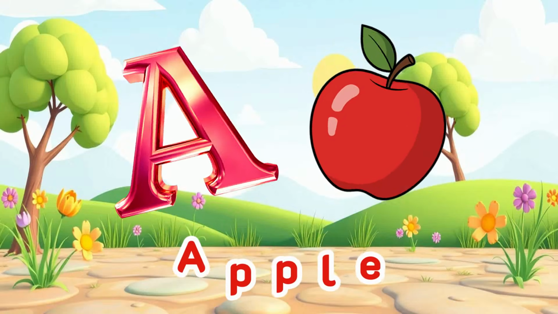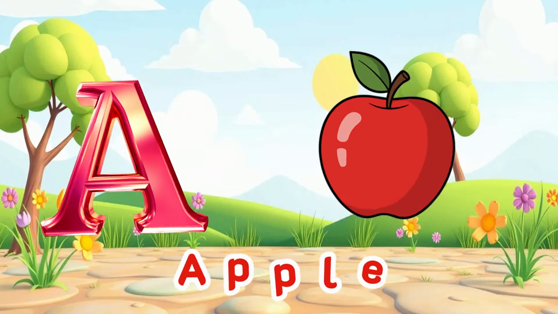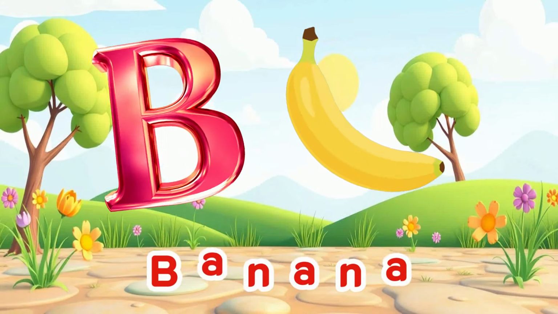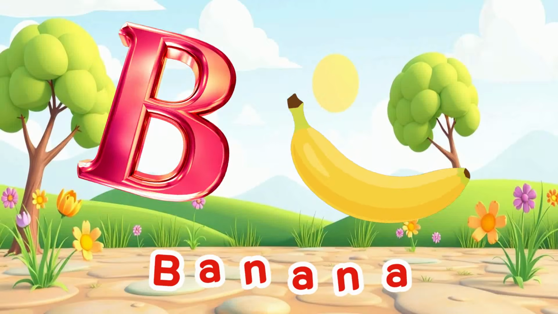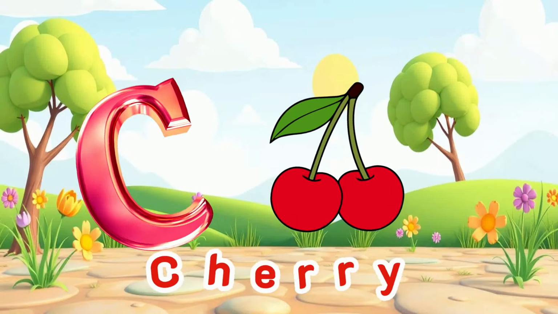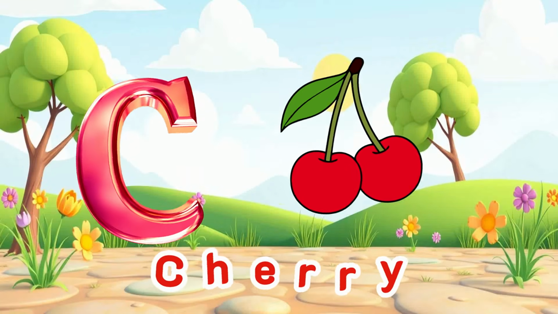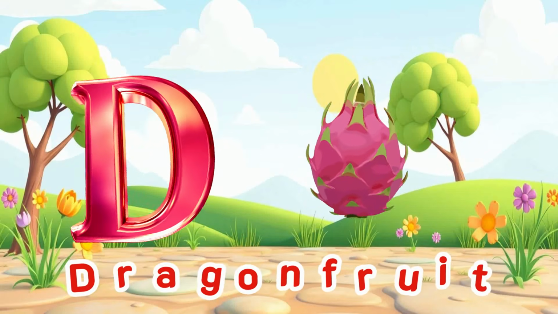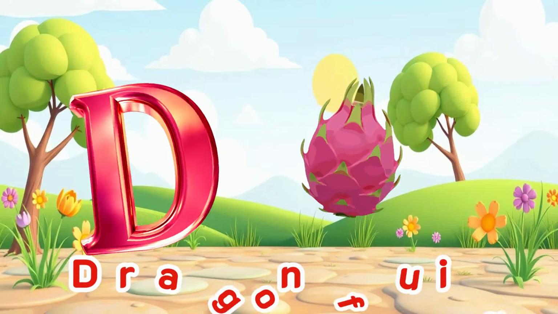A is for apple. Apple. B is for banana. Banana. C is for cherry. Cherry. D is for dragon fruit. Dragon fruit.